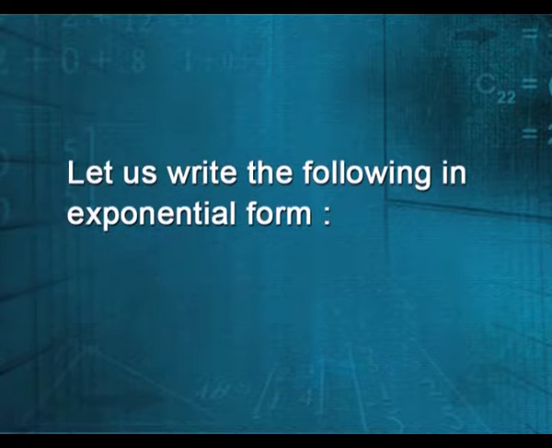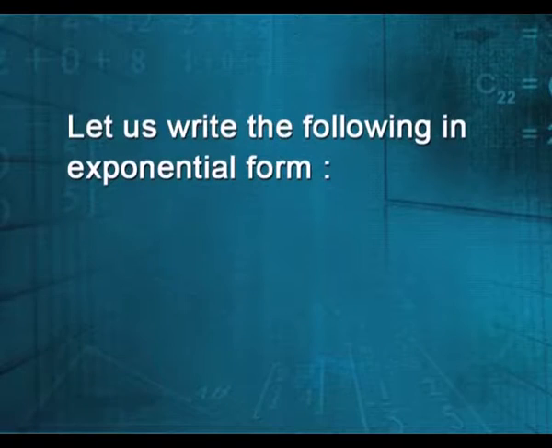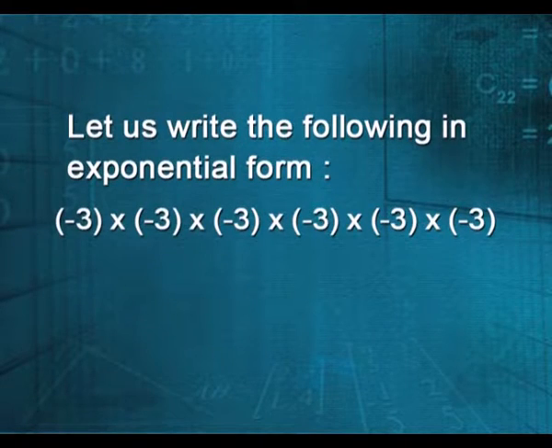Learners, let us now write some of the given numbers in exponential form. Suppose you have been given some numbers and we want to write them in exponential form. Let us see how we can do that. For example, suppose you have been given minus 3 multiplied by minus 3 multiplied by minus 3 multiplied by minus 3, 6 times. Here the base is minus 3 and how many times is it multiplied to itself? 6 times. Therefore, you can write it as minus 3 raised to power 6, where the exponent is 6.